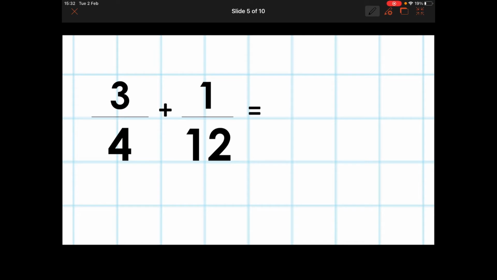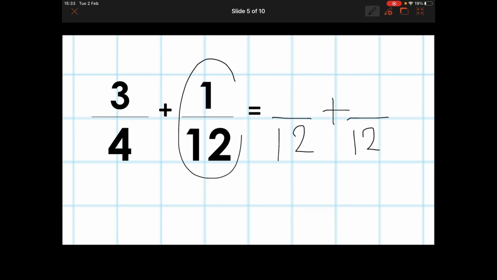Okay. Hopefully you've had a good go and you've managed to remember the methods that we've been practicing. Now this time I'm not going to use my columns to find the lowest common multiple. I am going to use my times table knowledge. And I know that the lowest common multiple of 4 and of 12 is 12. So I'm going to put my two denominators in already. And this fraction here is already expressed with the denominator of 12. So I'm just going to copy that one straight over.